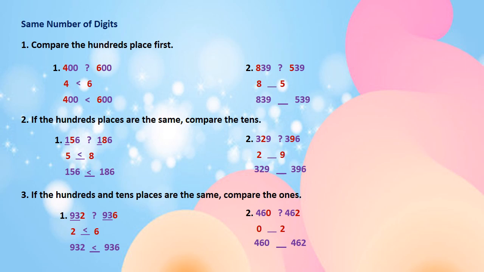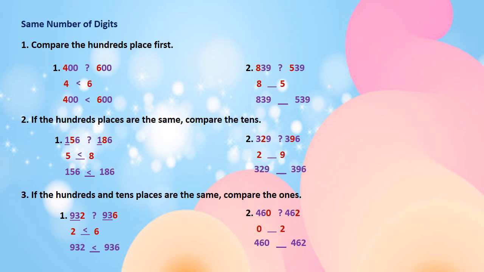Now if the digits under the hundreds place are the same, like in the first sum you can see 156, 186. That means the digits under the hundreds column are 1 and 1. So in that case you will have to compare the tens. Under the tens column you can see there is 5 and 8. When you compare 5 and 8, we see 8 is greater than 5. So that means 186 will be greater than 156.